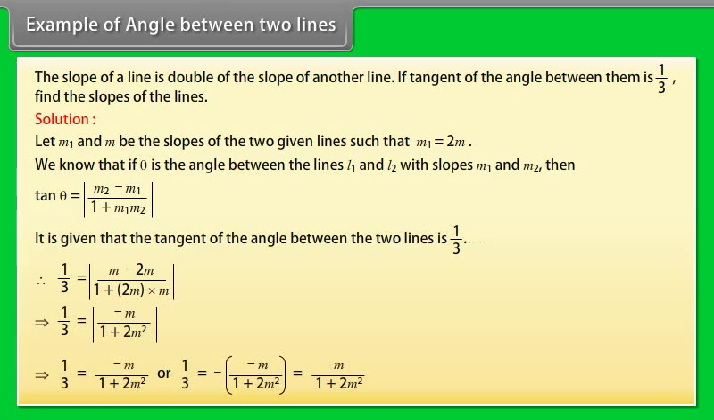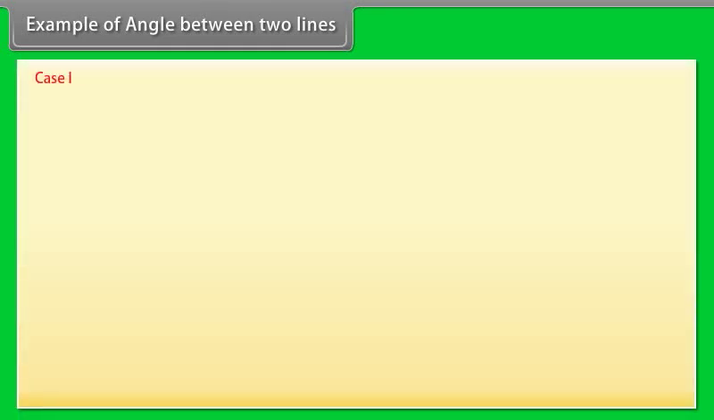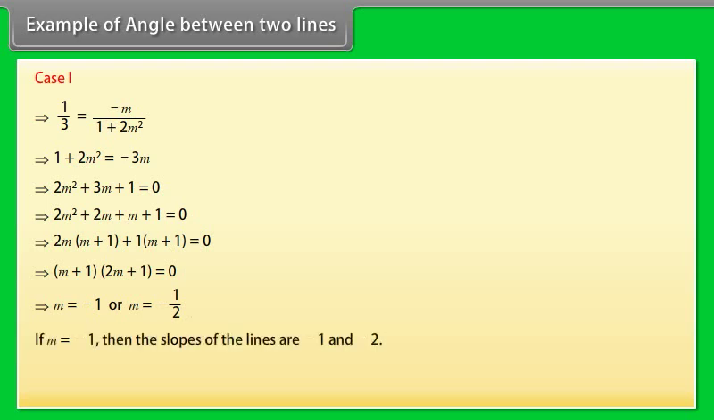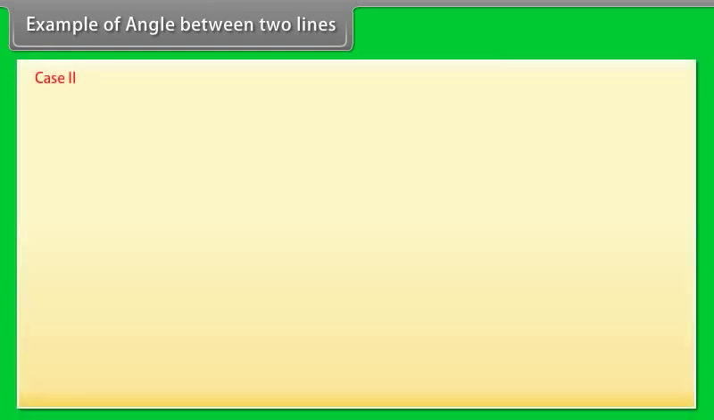On solving, we get |m|/(1 + 2m²). Case 1. 1/3 = -m/(1 + 2m²). On solving, we get m = -1 or m = -1/2. If m = -1, then the slopes of the lines are -1 and -2. If m = -1/2, then the slopes of the lines are -1/2 and -1. Case 2.